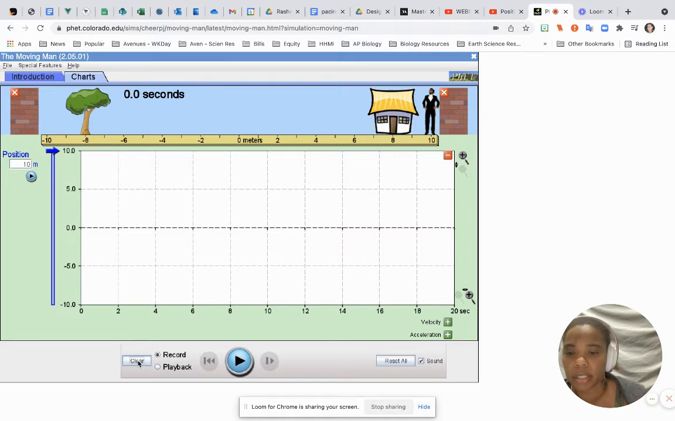And I could actually put him back. I can clear this. I can put him back here at this position. And I can hit play. And I could change these numbers here. I can make him jump.